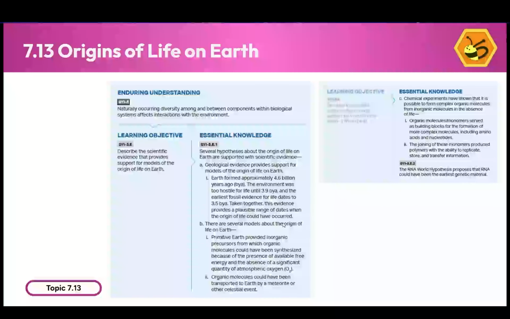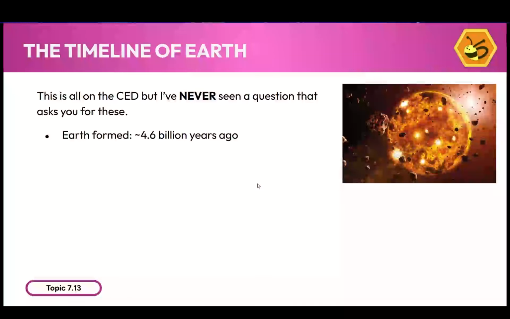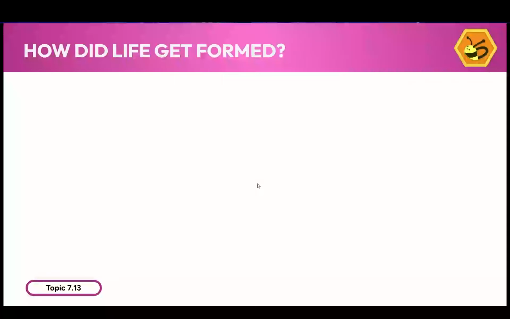Yes, these values are on the CED. It does say Earth formed approximately 4.6 billion years ago. The environment was too hostile for life until 3.9 billion years ago, and the earliest fossil evidence for life dates up to 3.5 billion years ago. BYA stands for billion years ago. So these values are on it, but I've taken so many tests and I haven't really seen it. All right, but here's what you do need to know: how life got formed.